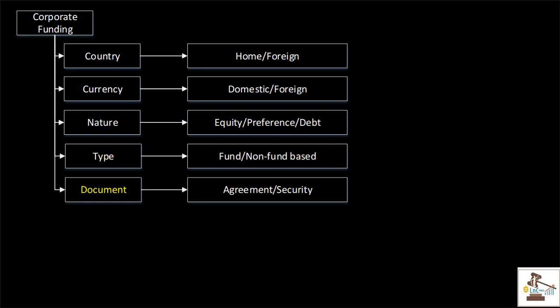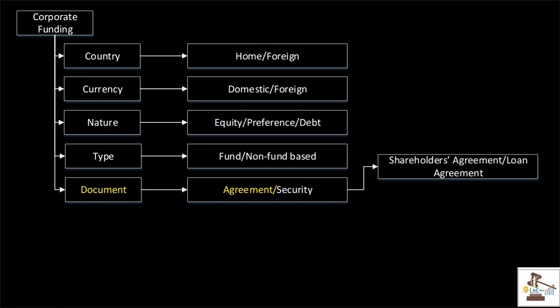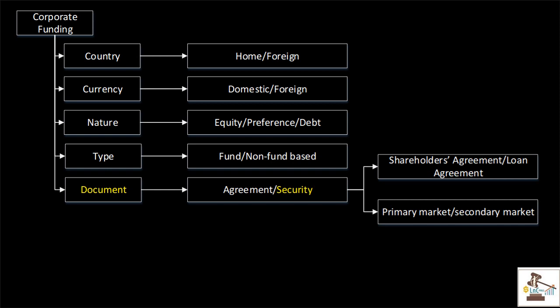Now the fifth aspect of funding is the document involved in funding. Is it a security which is issued by the receiver of funds to the providers of funds, or is it an agreement executed between both the parties? If it is an agreement, then is it a shareholders agreement or a loan agreement or any other type of agreement? If it is a security, then is it a primary market security or a secondary market security?